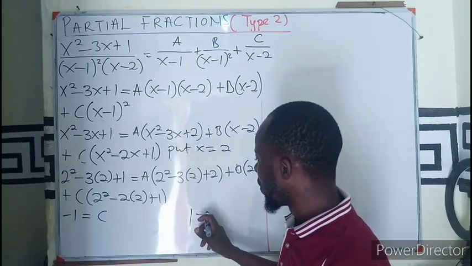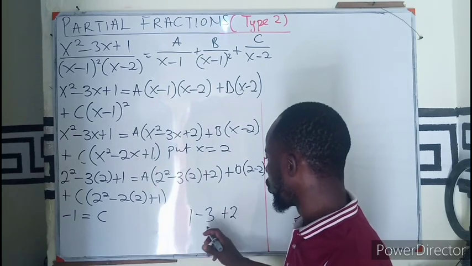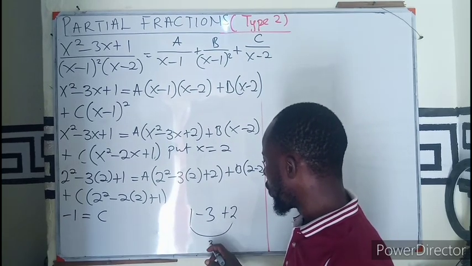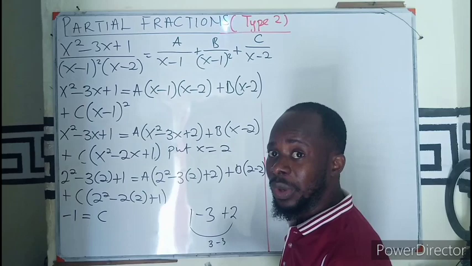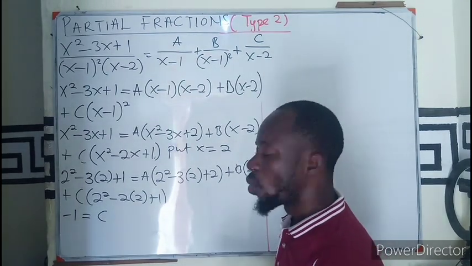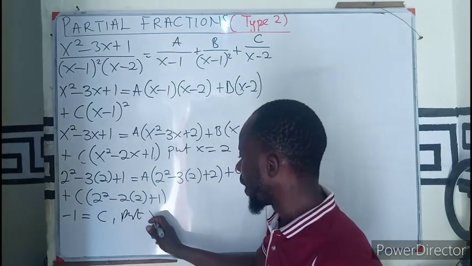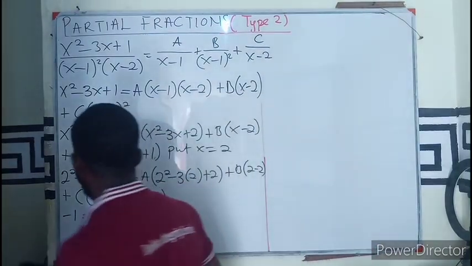1 times 3 will be 3. Then plus what? 2. 1 plus 2 is 3. 3 minus 3 is 0. So I can also eliminate A by putting x equals to what? 1. So here, put x equals to 1.